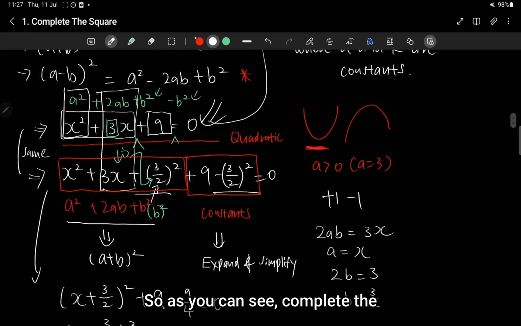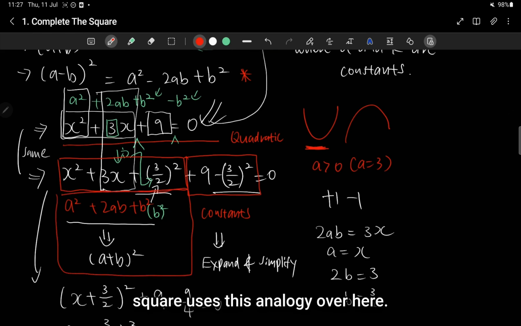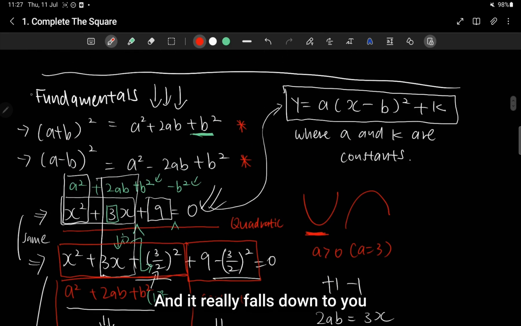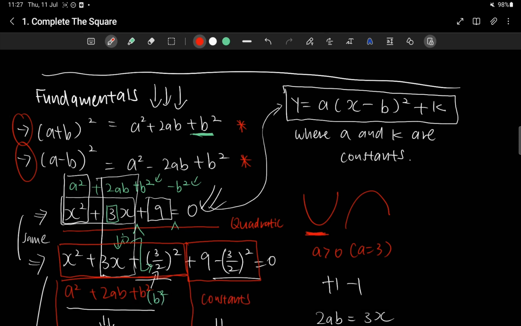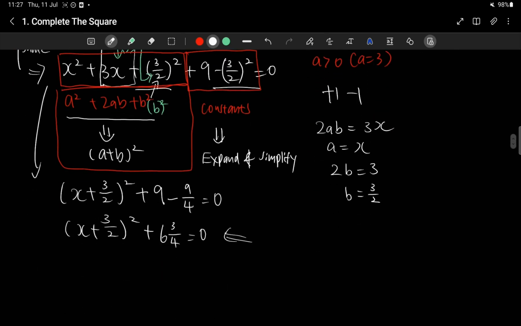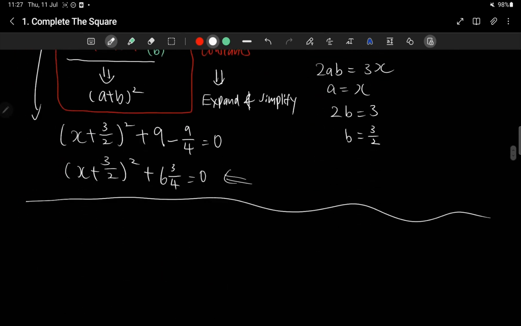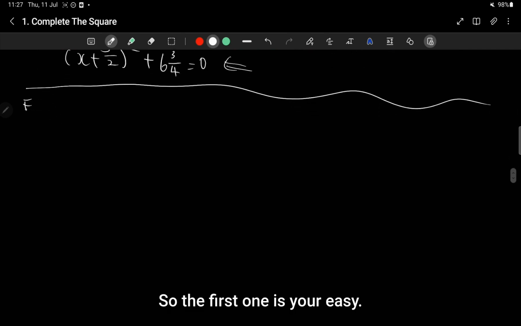So as you can see, completing the square uses this analogy over here, and it really comes down to you understanding these two over here, which are (a plus b) squared and (a minus b) squared. So I hope my explanation has been clear enough. If not, now I will go through 3 questions to show you how to apply this concept to them. So the first one is your easy.